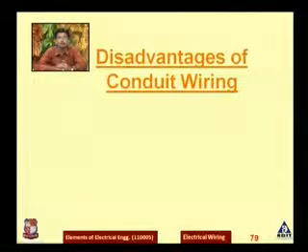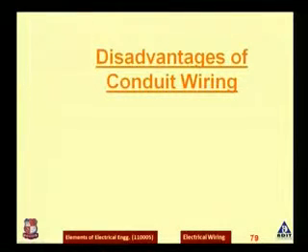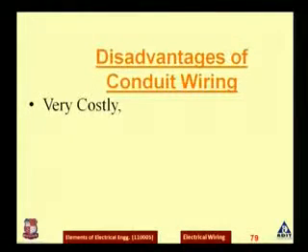Now we will see what are the disadvantages of the conduit wiring system. Every wiring system has advantages and disadvantages. In the same way, this conduit wiring system also has some disadvantages. The first disadvantage is that cost wise it is very costly, so it cannot be used in all domestic applications.